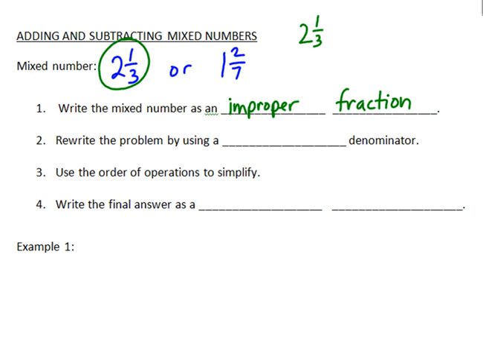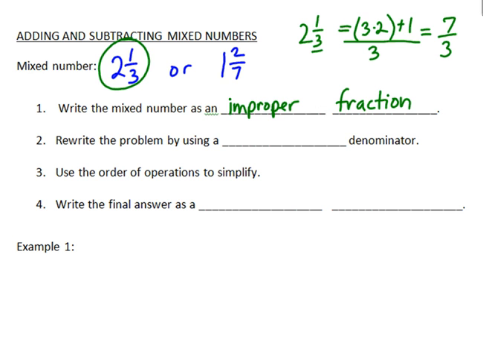Well, you simply multiply the denominator of 3 times the whole number of 2. So it's really 3 times 2. And then you add the numerator, plus 1. And then you put that all over the denominator of 3. So that equals 6 plus 1, 7/3.